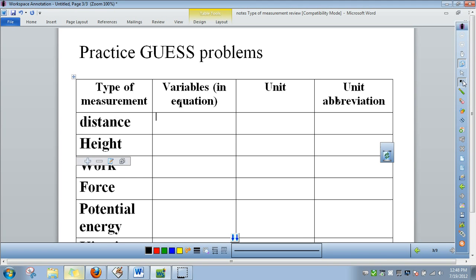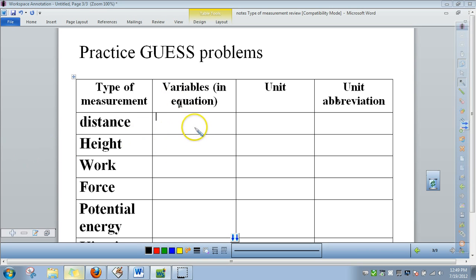Okay, before we do anything with actually solving the math problems, you need to remember a few of the types of measurement that you'll be working with in these problems. I want to go over the type of measurement that you might see, the variable for that, which is what you would find in the equation, the unit, which is what you would write after the number, and the abbreviation for that unit.